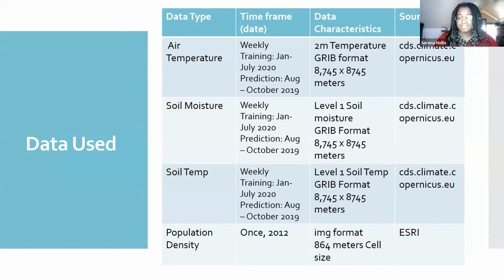I mostly used four data types. I used air temperature, which is just what we think of as regular temperature. Soil moisture, which is related to precipitation, so if a particular season was more dry or more wet. And then soil temperature, which is similar to air temperature, but it's not as volatile. It's not easy to change. And then population density, which is, again, just the number of people in a certain area.